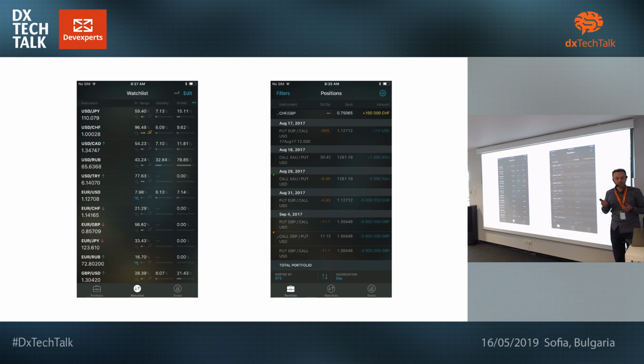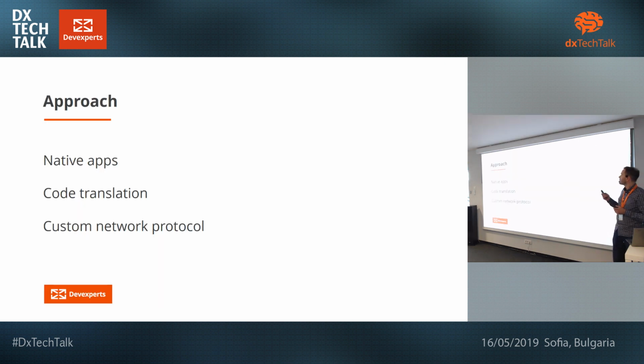So how do we actually do all of this? I will give you a short spoiler here, and then we will dig deeply into a couple of fields. What we do is 100% native apps. We use an approach called code translation to reuse some of the code within our mobile apps. And then we have created a custom binary network protocol, which serves our needs in providing the data to the mobile devices.